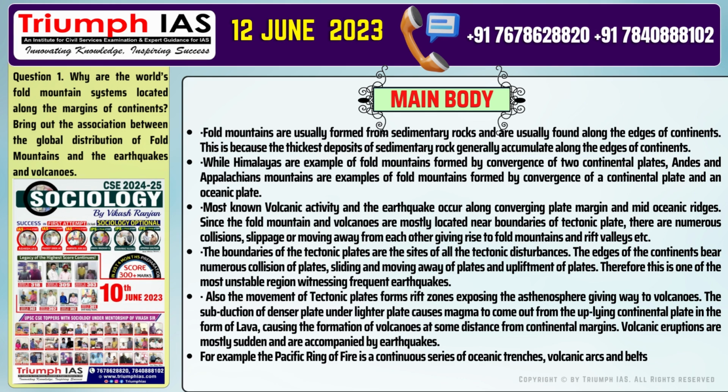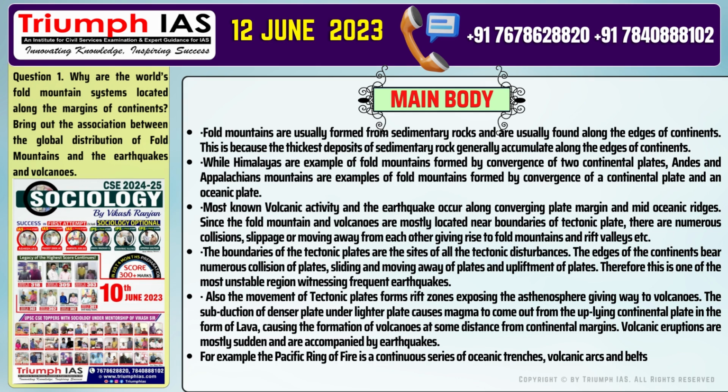Number 4. The boundaries of the tectonic plates are the sites of all the tectonic disturbances. The edges of the continents bear numerous collisions of plates, sliding and moving away of plates and upliftment of plates. Therefore, this is one of the most unstable regions, witnessing frequent earthquakes.